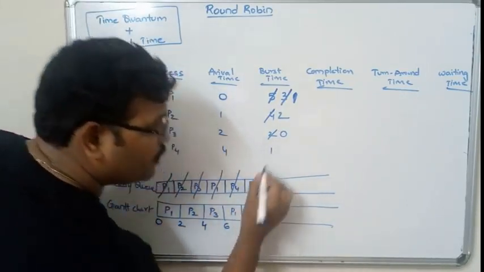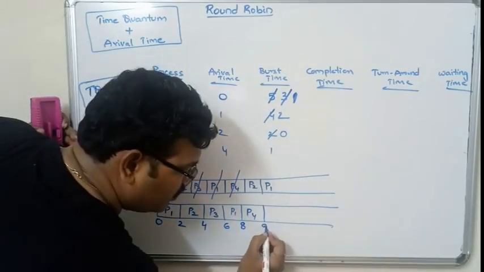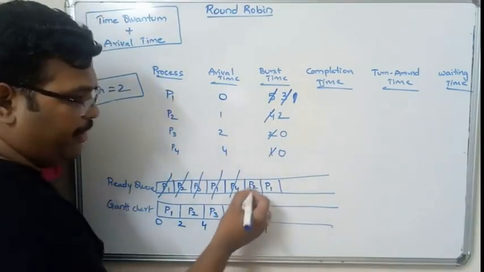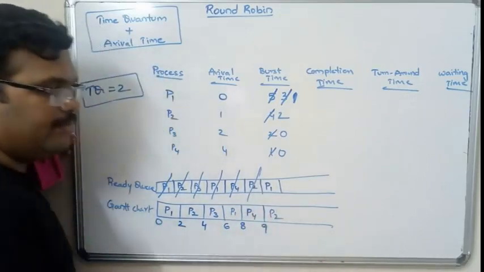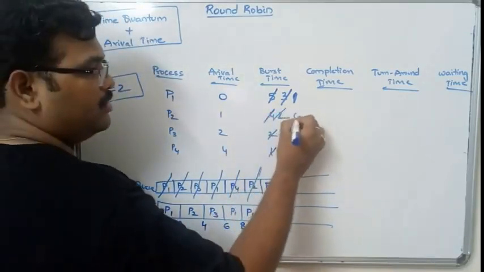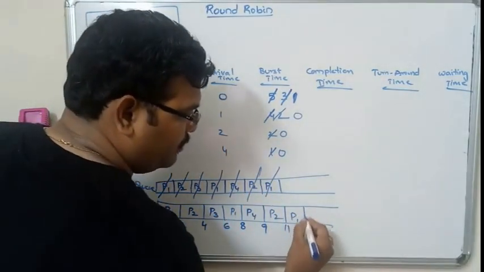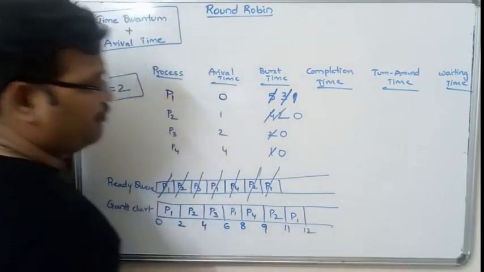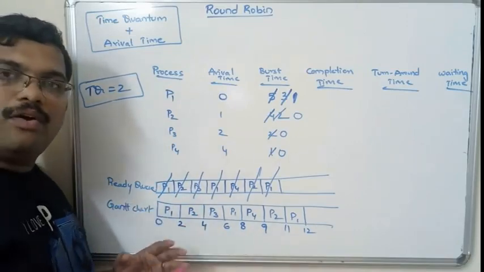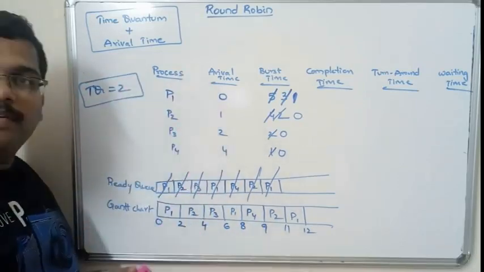P4 is allocated to the CPU and it executes only 1 millisecond. Even though the time quantum is 2, it requires only 1 millisecond to complete its execution, so it will be 0. Right? Now P2 is allocated, also for 2 milliseconds, so 0. P2 completes its execution, and then P1 completes its execution with only 1 millisecond, that is 12. Right?